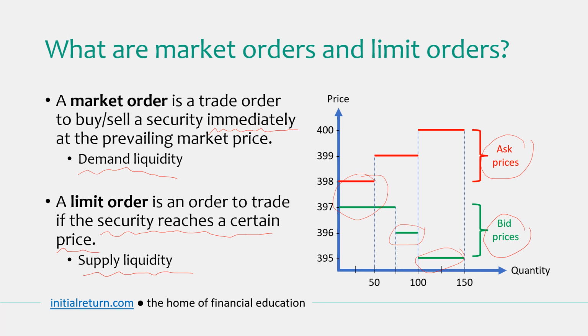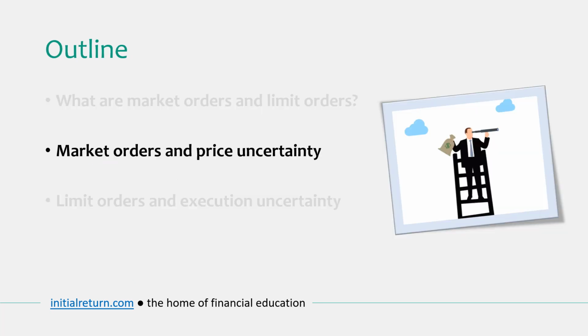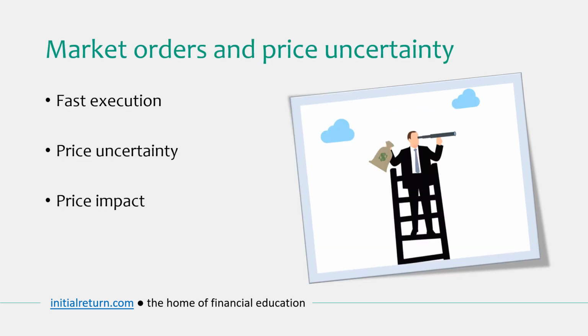All right. Okay, so let's now delve deeper and try to understand what we mean by price uncertainty in the context of a market order. At first sight, there shouldn't be any price uncertainty because we are trying to get the price at the top of the book. But in reality, it doesn't work like that. So there's a trade-off here. The key advantage of a market order is that it enables fast execution.